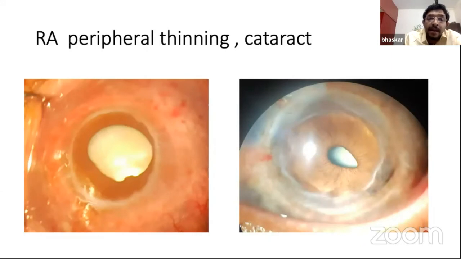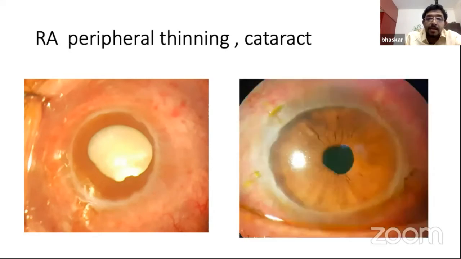Again, this is one of the last slides. When you have an RA patient with systemic involvement, with scleral thinning, with peripheral corneal thinning, and the patient comes with a total cataract, then your surgery becomes a lot more challenging. You need to decide whether you would want to go for a scleral incision, a corneal incision, or you would want to support the peripheral cornea using a rim of tissue first and then do a cataract surgery.